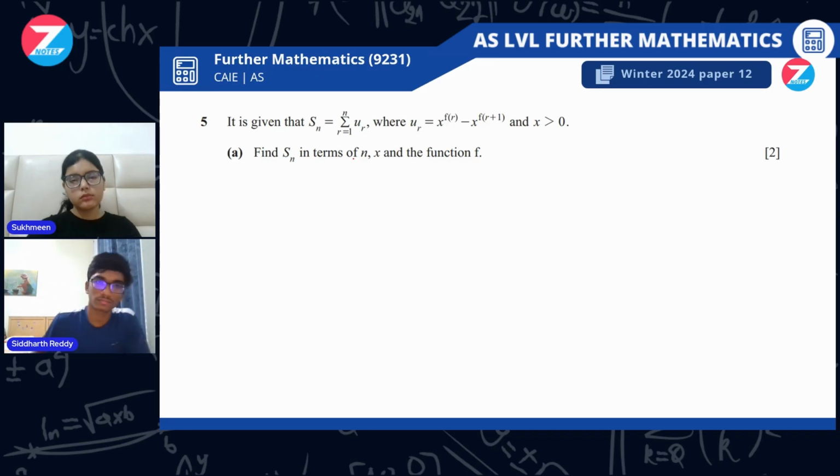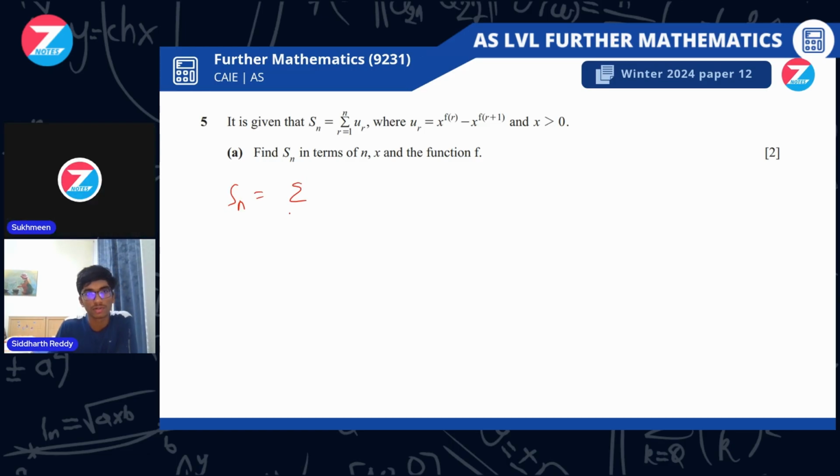Okay. So this question looks complicated, but it's not that difficult. What they're saying is that there's a summation from r equals 1 to n of u sub r. They gave us u sub r as x to the power f of r minus x to the power f of r plus 1. So the sum from 1 to n, they're asking us to find this.